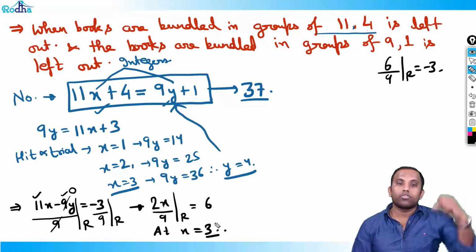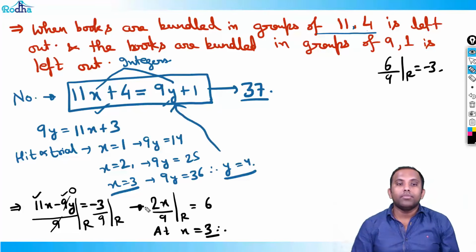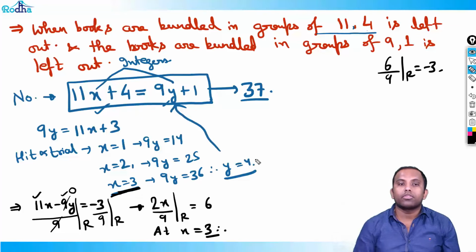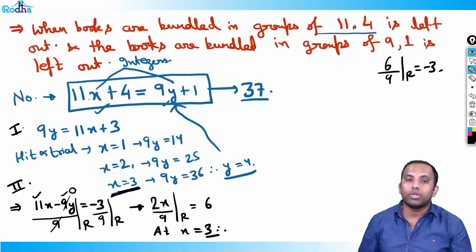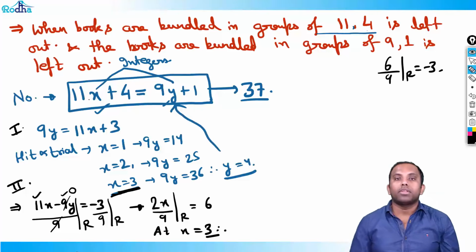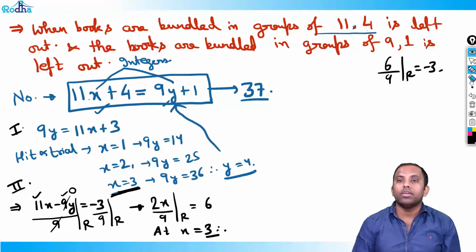So x equal to 3 will satisfy this, because the left-hand side and right-hand side will be equal. If we simply put x equal to 3 here, we'll get the number as 37. So there are two ways of doing it. First way is hit and trial. Second way is by the remainder method. Always remember, there are two ways of doing this. In complex questions, the remainder method works very easily. We have seen this in remainders.